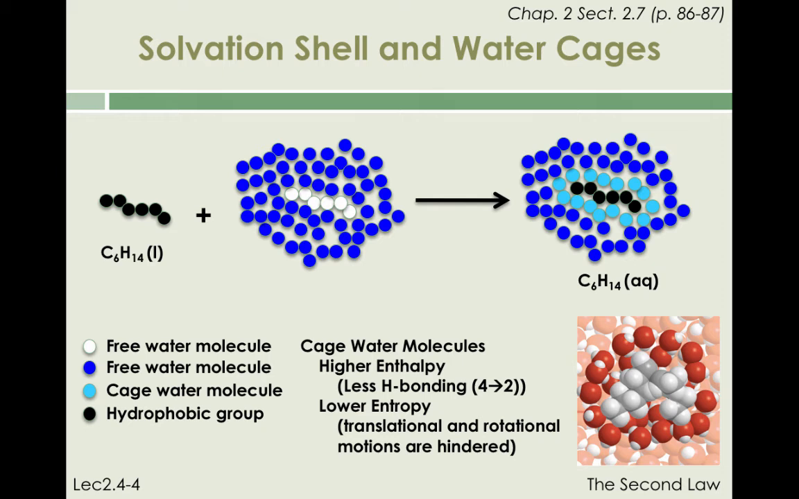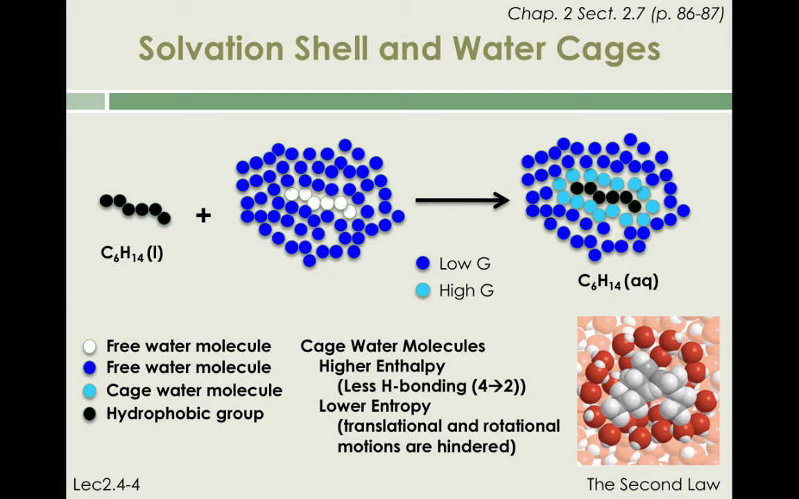So, in summary, the dissolution process of an alkane into water can be viewed as resulting in the replacement of free water molecules that have higher entropy and lower enthalpy, that is, lower Gibbs energy G, by cage water molecules that have lower entropy and higher enthalpy, that is, higher Gibbs energy G.